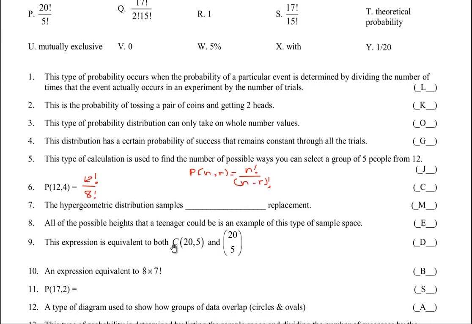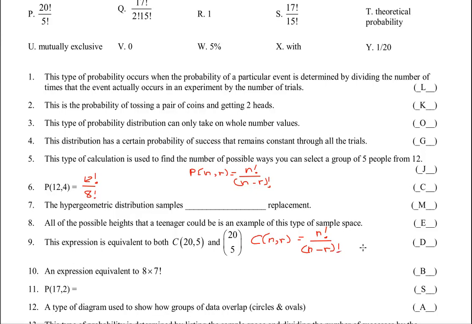This expression is equivalent to both of these, and these are both different ways, different symbols or ways to write 20 choose 5. These are combinations. And the combination formula looks a lot like the permutation one, with one difference. So it does start with n factorial in the numerator, and it does have an n minus r factorial in the denominator.